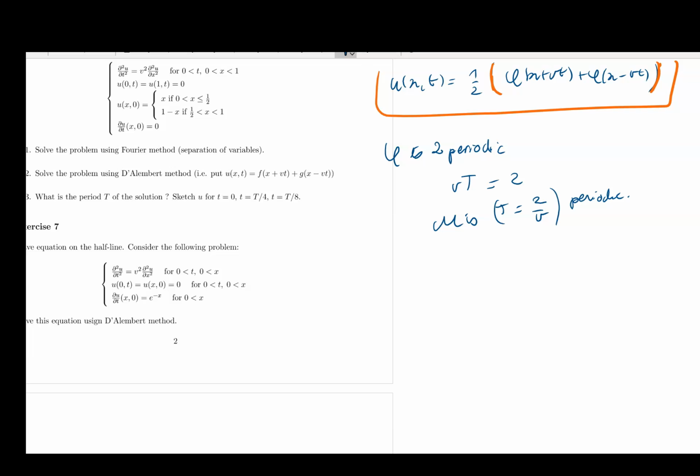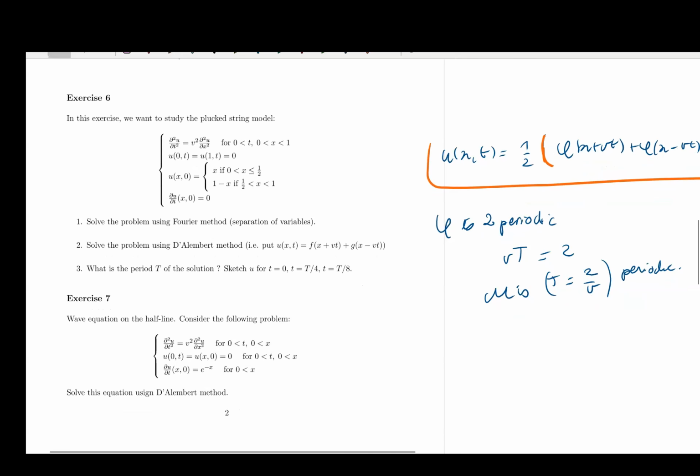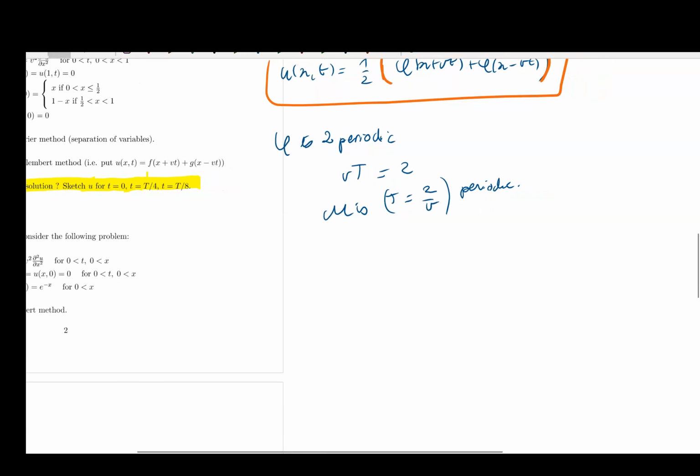Okay, and then the question is to represent, to sketch, u for t equal to 0, t equal to T over 8, and t equal to T over 4. All right, so for 0, well, we've sketched that many times. For t equal to 0, it's just the initial condition, which is given by that triangle function. So that's phi of x, my initial condition.